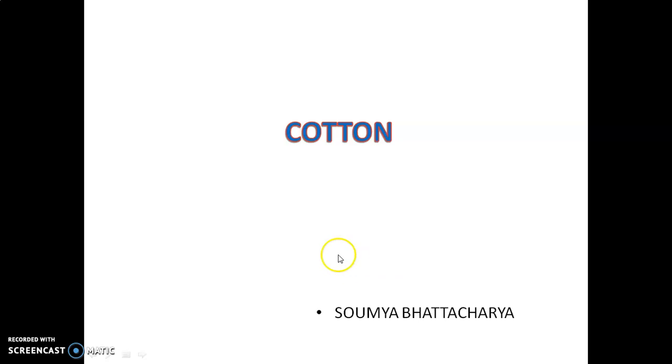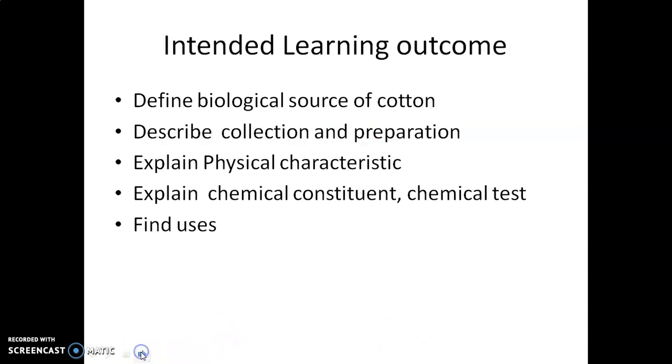Hello dear learners. Today's topic of discussion is one of the important fibers, cotton. After completing this discussion, we will be able to define the biological source of cotton, describe collection and preparation of absorbent cotton, explain physical characteristics of the cotton, explain chemical constituents and chemical tests of cotton, and find uses.